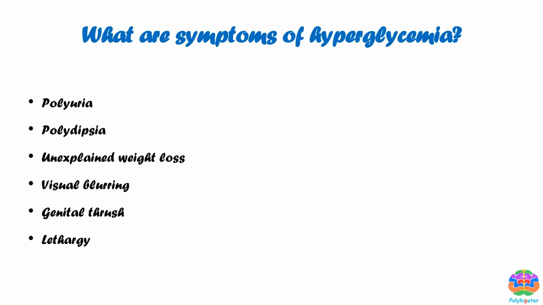It is the increased level of blood glucose in our body. So diabetes mellitus is mostly concerned with hyperglycemia. If a person has that condition, what are the symptoms that indicate the presence of hyperglycemia in our body? First is polyuria, that is excessive urination, polydipsia, excessive thirst, unexplained weight loss, visual blurring, genital thrush, lethargy, etc. These are a few common symptoms seen in a patient with hyperglycemia.